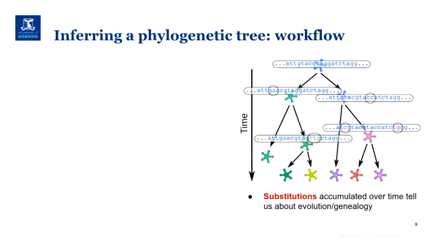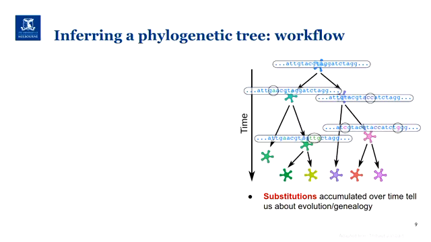The basic workflow then for inferring a phylogenetic tree is the following. We start by saying that we have a common ancestor, and substitutions accumulate over time, and these substitutions tell us about evolution and genealogy. For instance, we have substitutions here for this ancestor, and then they propagate, and then you have more substitutions, and that's how we end up with the current day species, or the current day versions of the sequences.